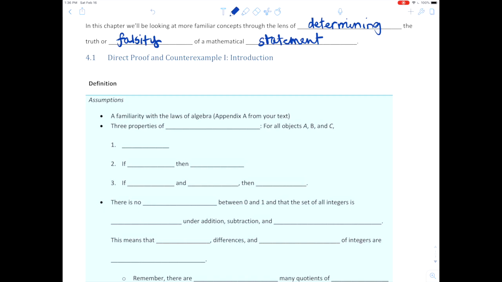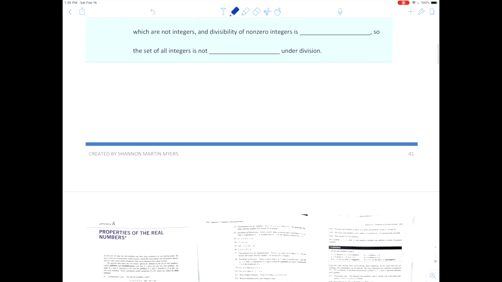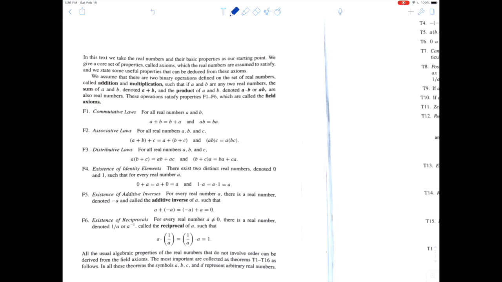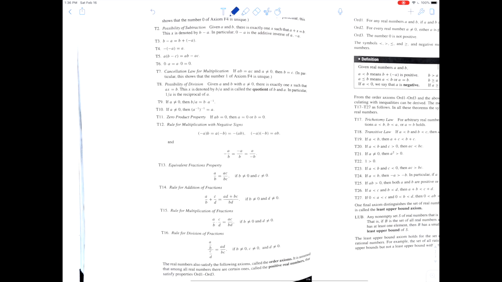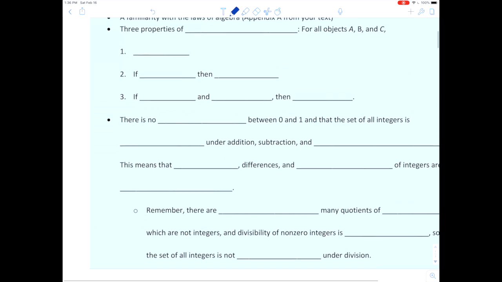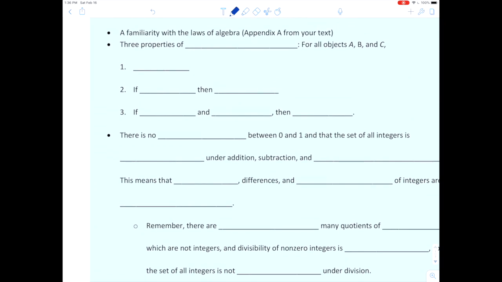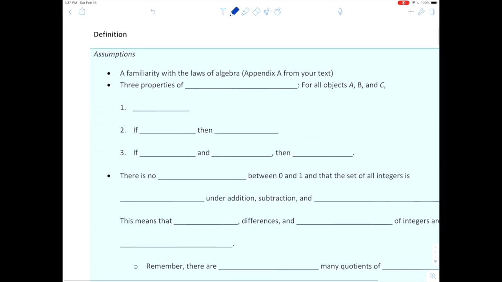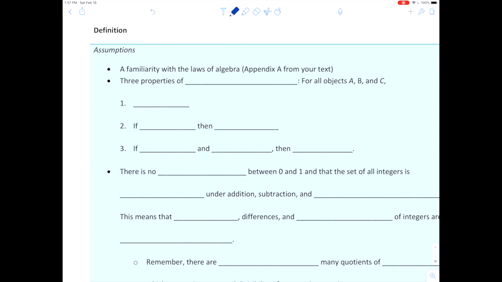So what we're going to be assuming is this: a familiarity with the laws of algebra. Now this is Appendix A from your text. Just in case, this isn't the best scan, but you can zoom in on these, all right? So these are all assumptions that we are going to be using, all right? There's stuff you've been working with for your whole math life, so they should seem pretty familiar to you.